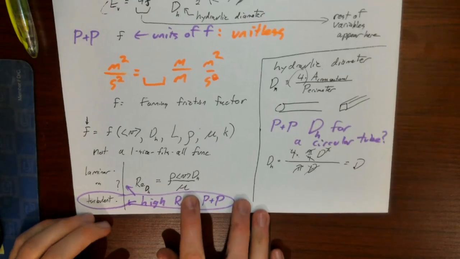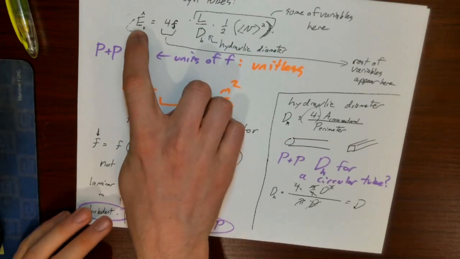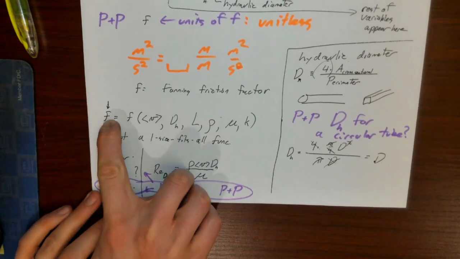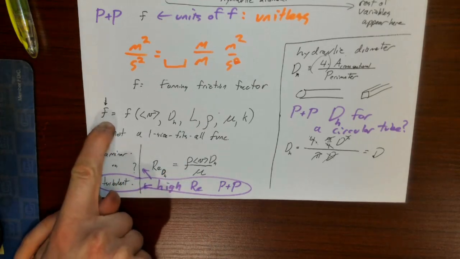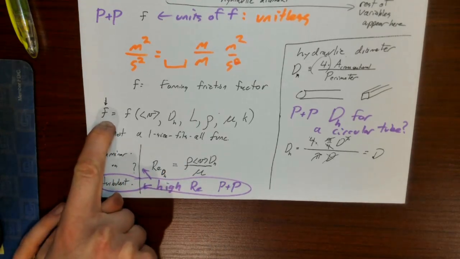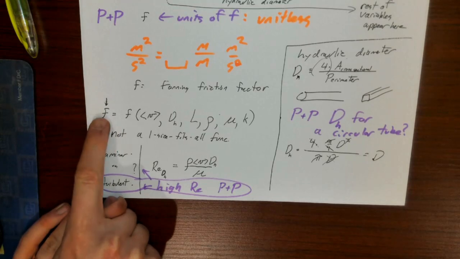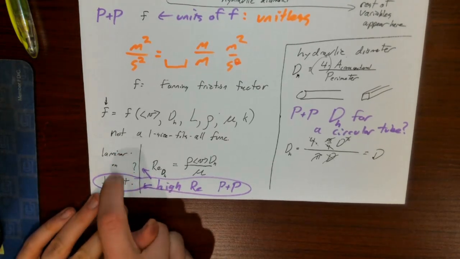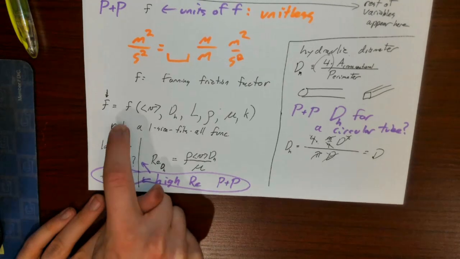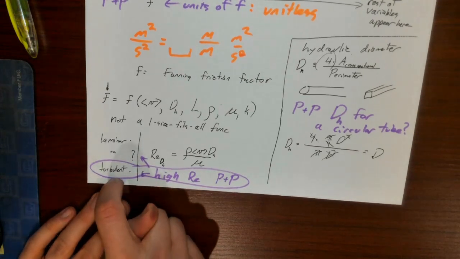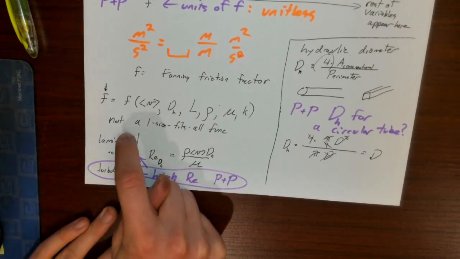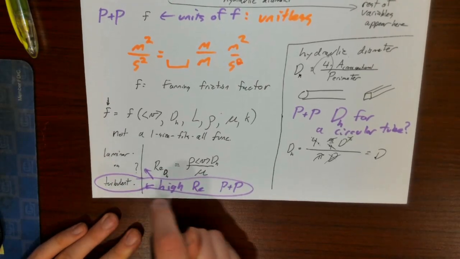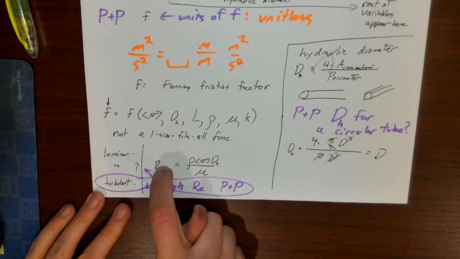So what does this mean? If you wanted to calculate the viscous losses, you're going to need this friction factor. There's not some one-size-fits-all function that's going to allow us to calculate the friction factor. We're instead going to need to know whether we'll use one form of the function for laminar flows and one form of the function for turbulent flows. And to determine whether we have a laminar or a turbulent flow, you're going to need to calculate the Reynolds number.